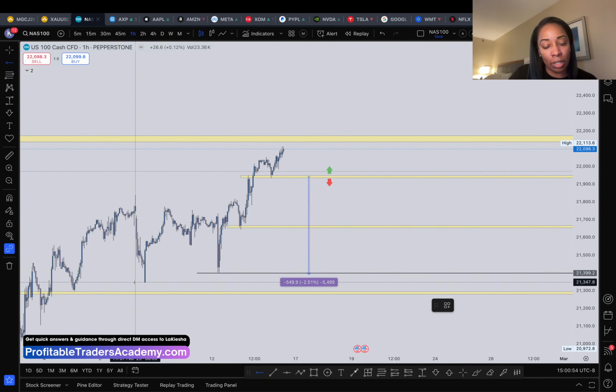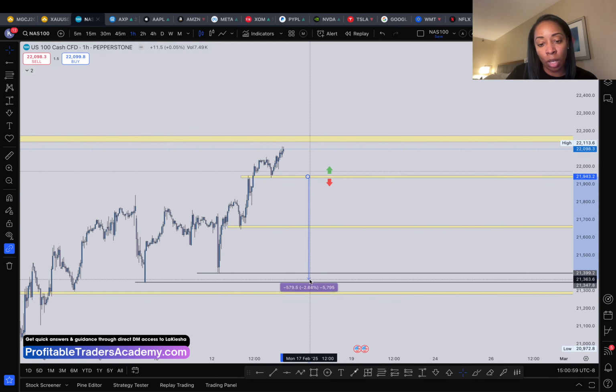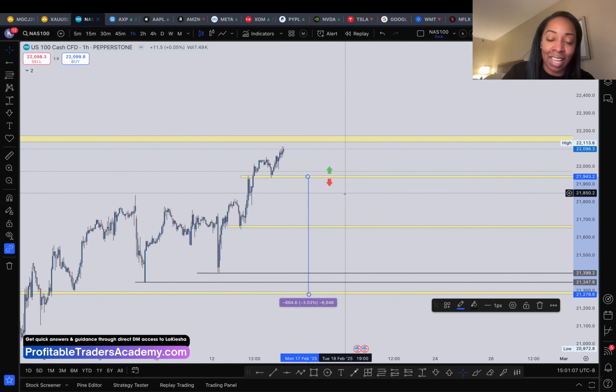And then, yeah, that's still looking good. But this level right here could be a level as well. Even though it's relatively close to here, this could be a level as well, and then price comes down here, and this level right here is sitting at 21,347. So that's an idea as well.